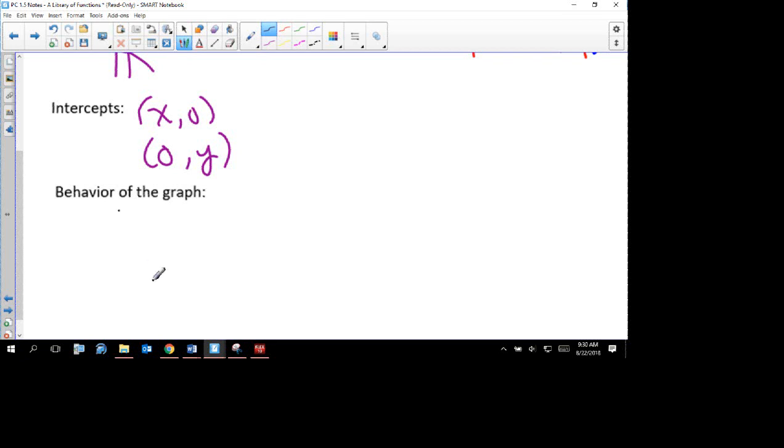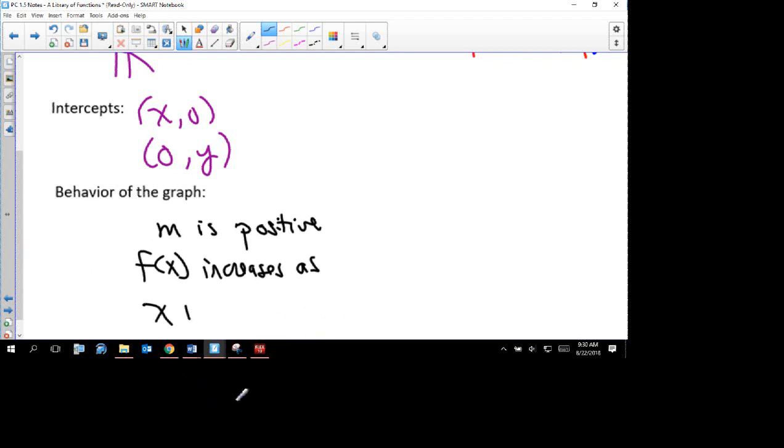But if the slope is positive, then f of x increases as x increases. So that's just saying that as it goes to the right, the graph goes up.